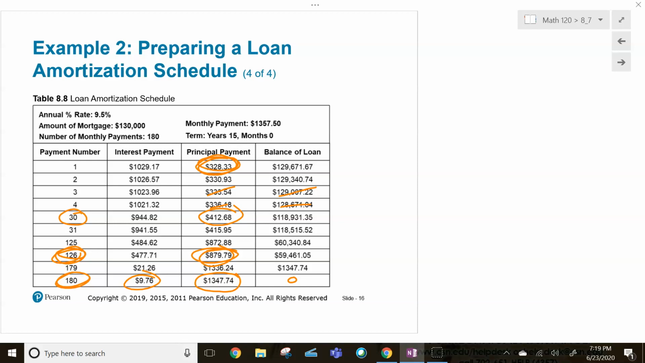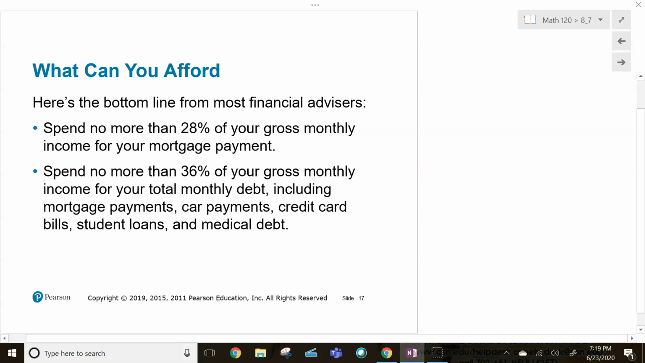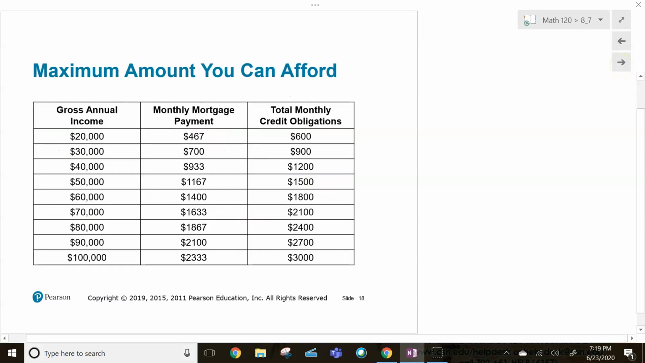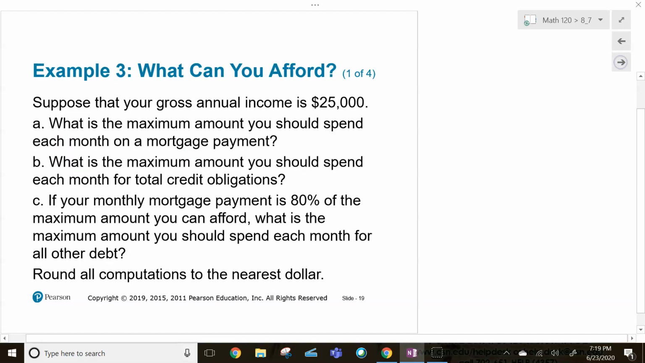Okay. All right, a few bottom line things, some recommendations that you'll often hear in the financial industry. Spend no more than 28% of your gross monthly income for your mortgage, and then 36% total gross monthly for all debts. And that includes mortgage, car payments, credit, all debts. Okay? So if they ask you, what's 28% of 30,000, approximately 700. So here's a question with that.